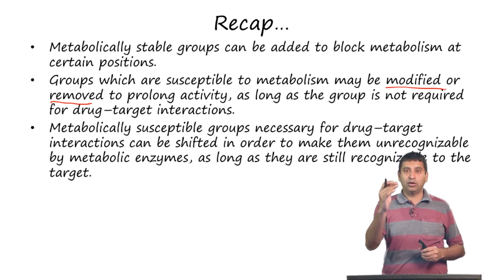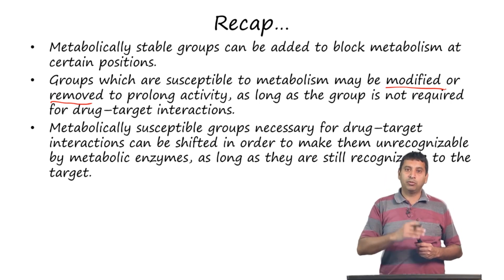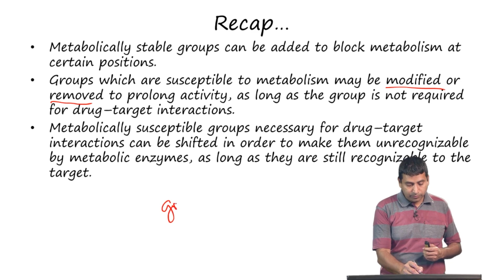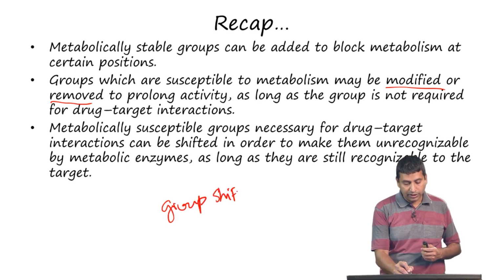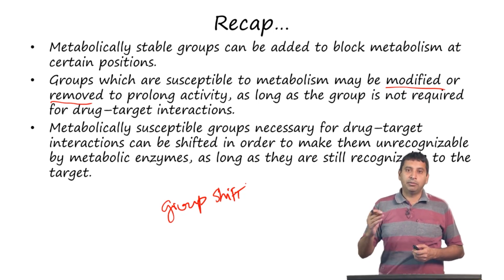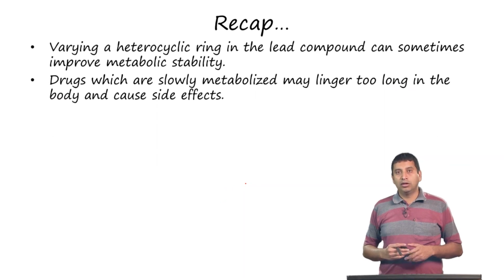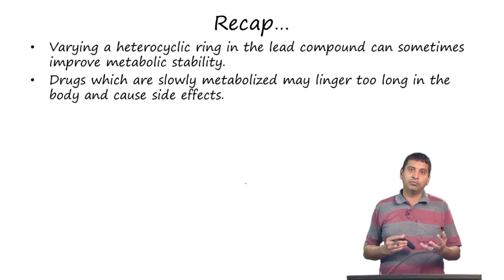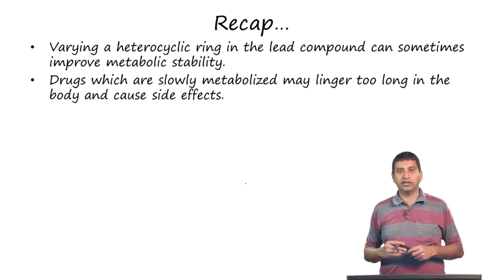We have looked at the example of how a phenol can be converted to a benzyl alcohol, and in this process it becomes metabolically more stable, but it also continues to interact with the target. This strategy is called the group shift strategy, and becomes very important in certain kinds of optimizations where we want to prevent metabolism from occurring. Now, varying a heterocycle ring is also something that we can do, which will improve the metabolic stability. There are certain heterocyclic rings which are quite susceptible to metabolism, and so we can remove them or replace them with alternate heterocyclic rings.